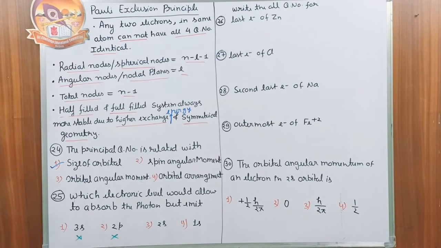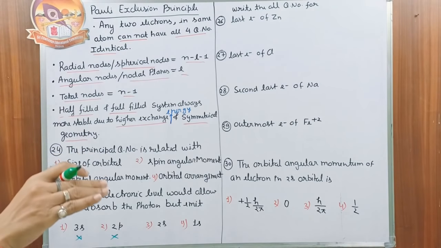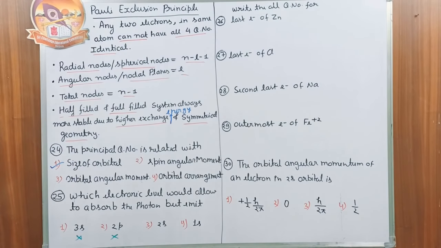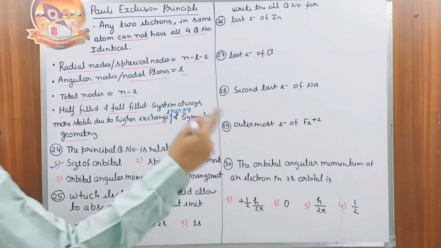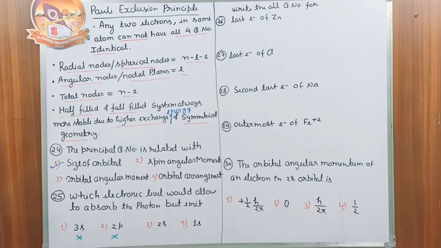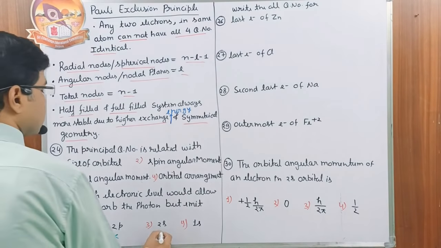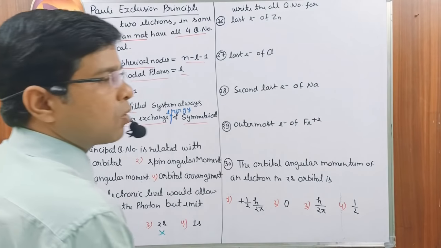Then 2s. If a 2s electron absorbs energy, it goes into 3s. If a 2s electron comes to 1s, then it can also release energy. So this condition is not possible. Now think about the 1s.